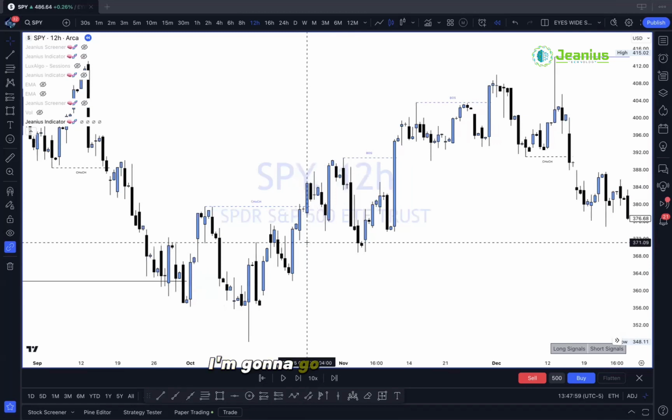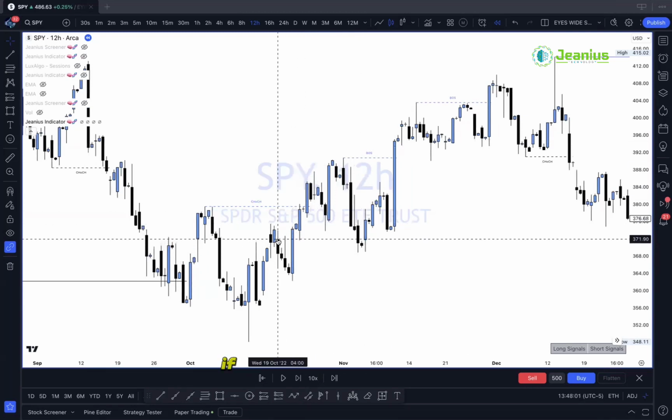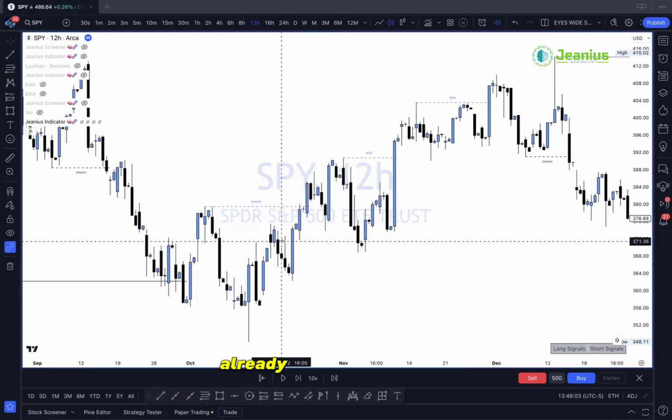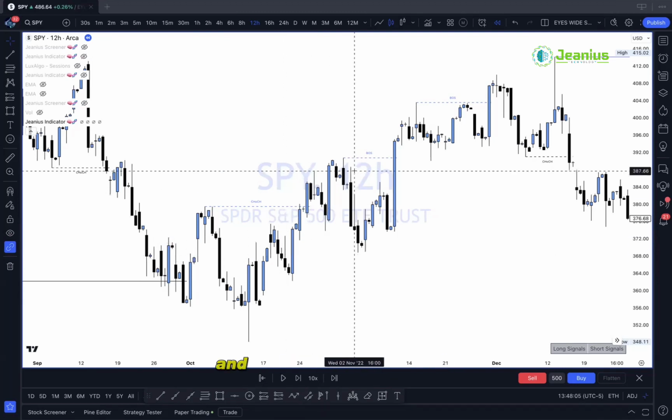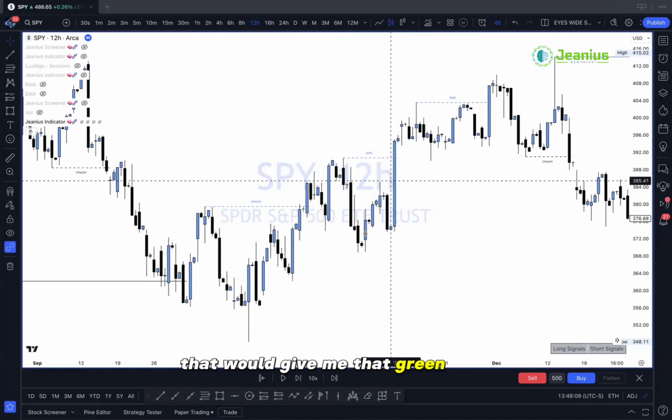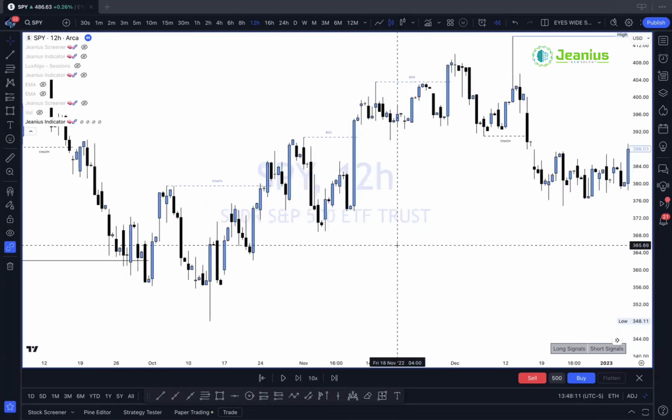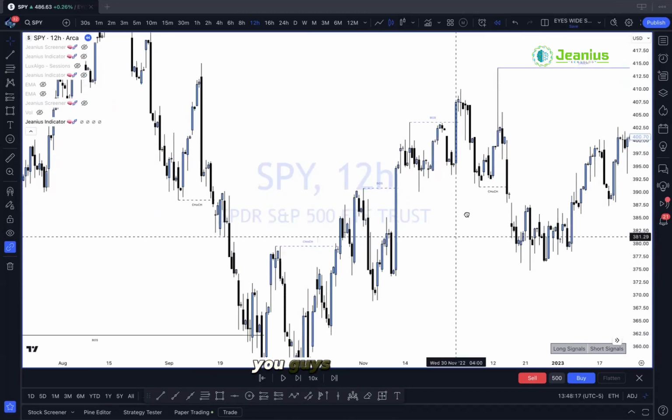I'm gonna go back on my own. I just want to see what this looked like if I had this fair value gap already added to my chart, and how it would tap into it and light it up. That would give me that green light to just be like, boom. So yeah, that's the structure. You guys can see it.